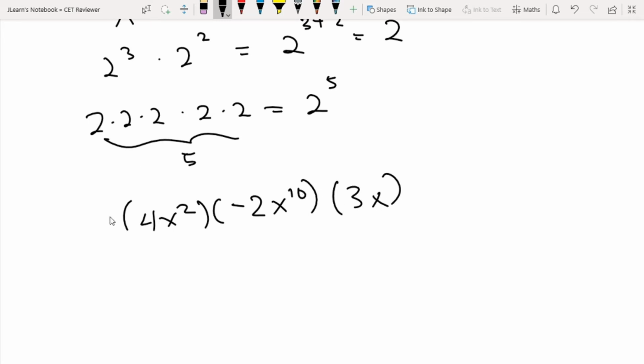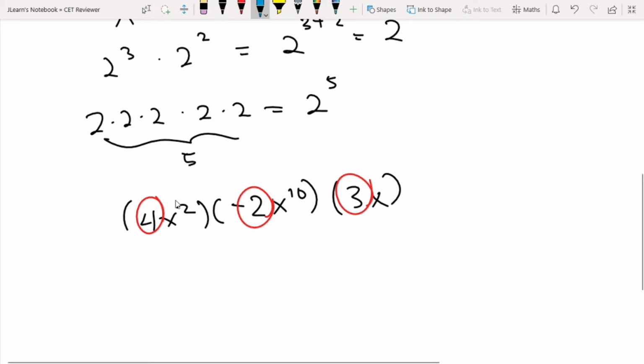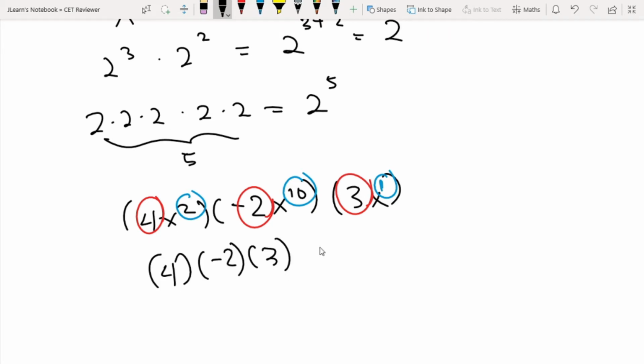Here, we just multiply all the coefficients, so you have 4, negative 2, and 3. And then we just add the exponents of our x's, so 2, 10, and 1. You have a 1 there. So 4 times negative 2 times 3, then x raised to 2 plus 10 plus 1. 4 times negative 2 is negative 8, times 3, that is negative 24. And x raised to 2 plus 10 plus 1 is 13. So it's that easy.